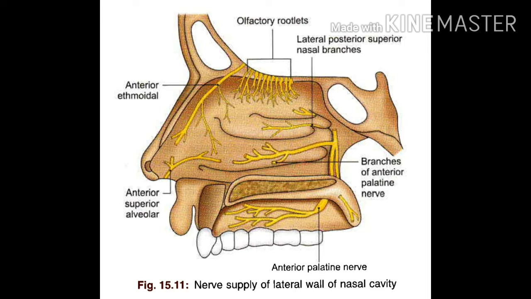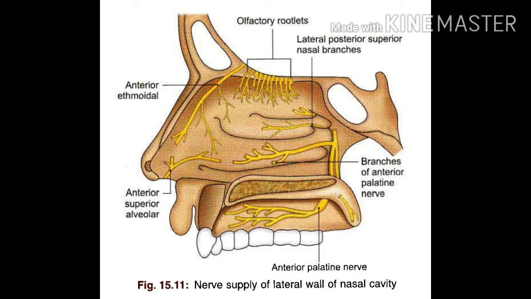Now coming to the posterior inferior part, the lower part, it is supplied by the nasopalatine branch, mark it, nasopalatine branch of the pterygopalatine ganglion. And mark this thing again, it is the main nerve innervation of the nasal septum. So the nasopalatine branch of the pterygopalatine ganglion is the main nerve which supplies the nasal septum, and it supplies the posterior inferior part of the nasal septum.